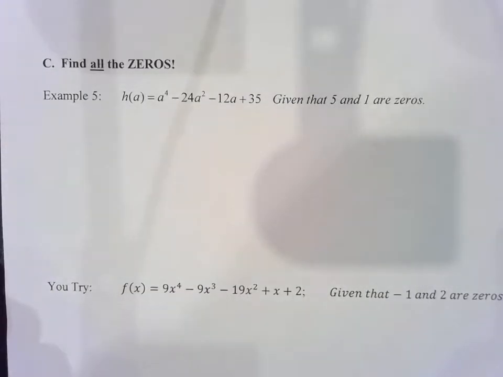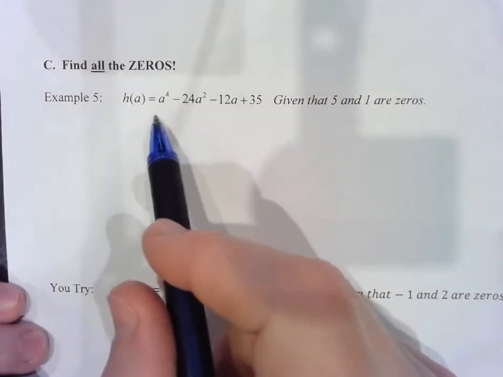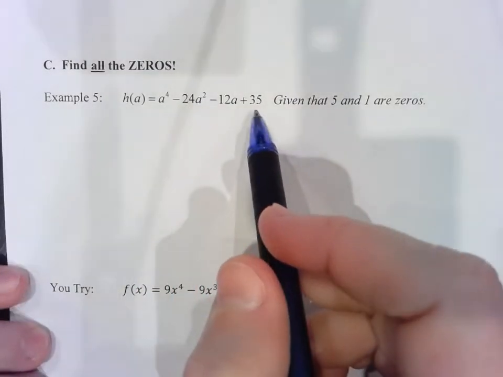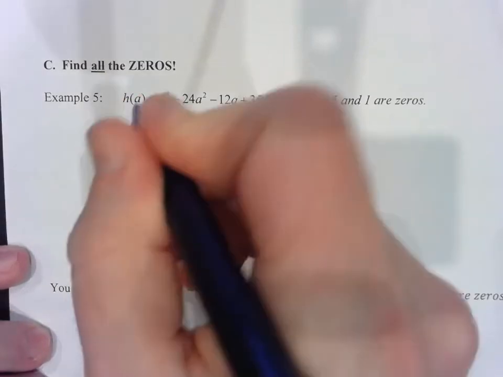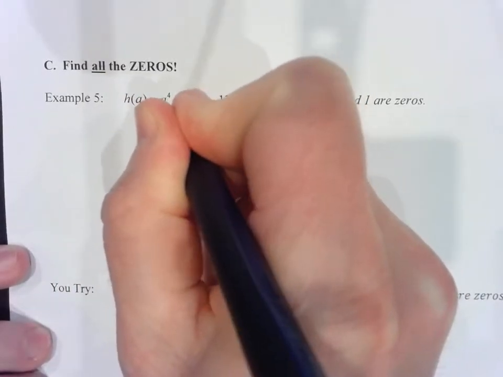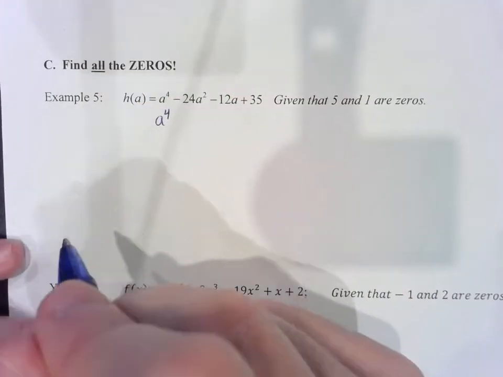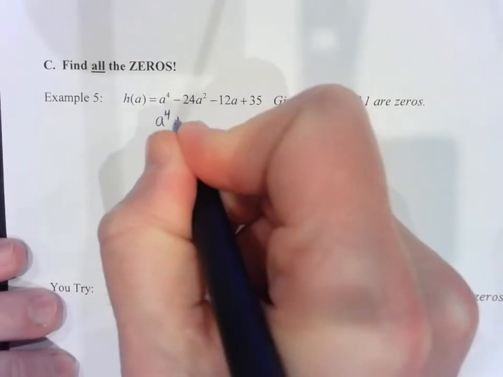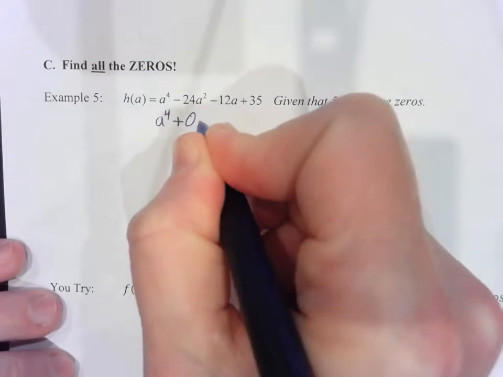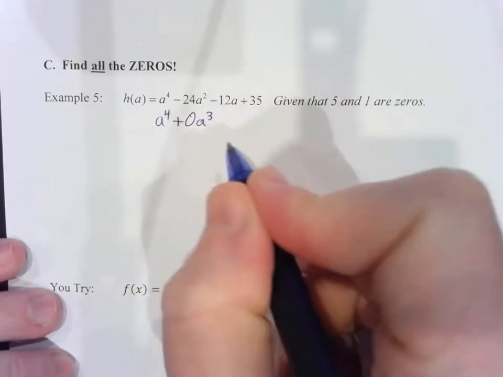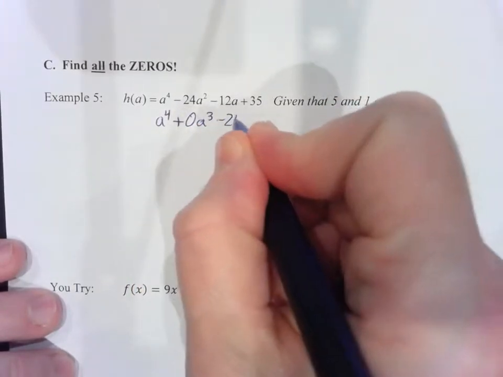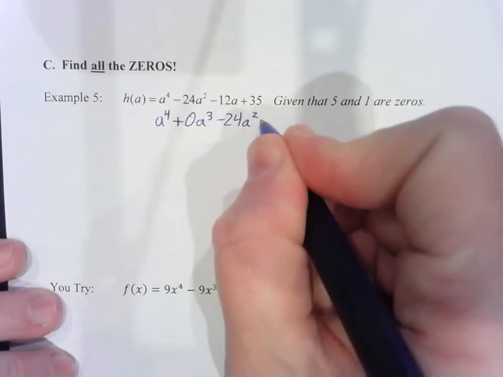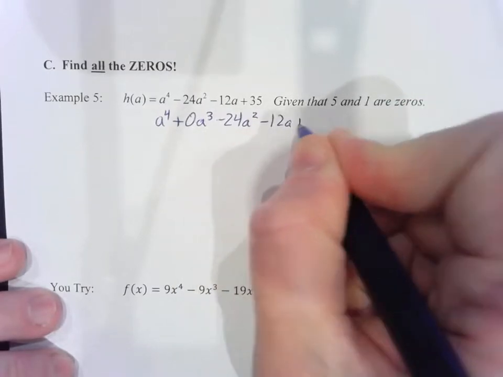First step when finding zeros is to make sure that we have all of the terms that are needed. So we find the largest degree, a to the 4th, and we need to make sure we have every degree less than a to the 4th. So I don't see an a to the 3rd term, so I need to add 0 a to the 3rd, but I do have an a squared term and an a and a constant.